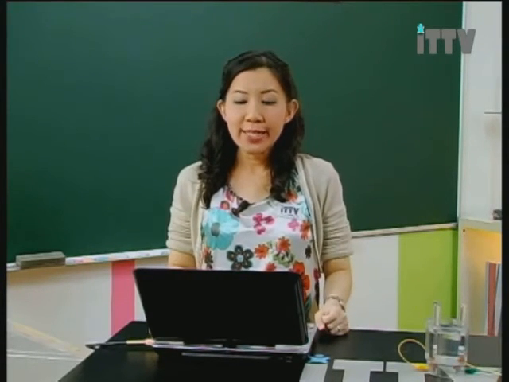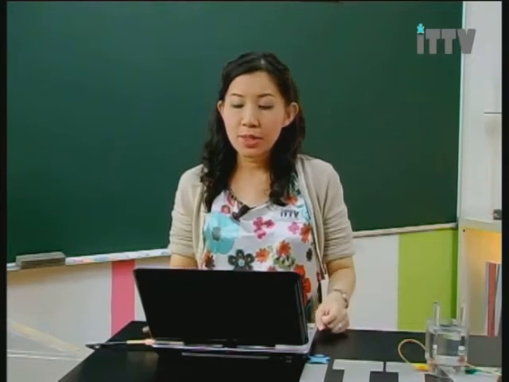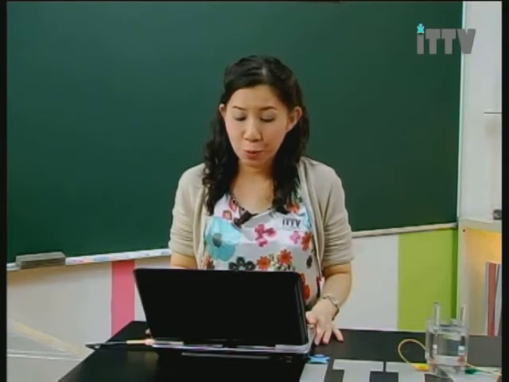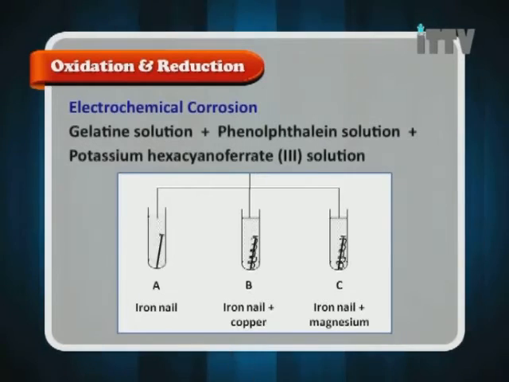Now, let's have a look at a simple setup to illustrate electrochemical corrosion, whereby we have 3 test tubes labeled A, B, C, and all 3 test tubes contain an iron nail. All 3 test tubes are also added with 3 solutions. One is gelatin solution, secondly phenolphthalein solution, and thirdly potassium hexacyanoferrate 3 solution. Now, test tube B contains an iron nail that has been covered with copper. And test tube C contains an iron nail covered with magnesium ribbon.